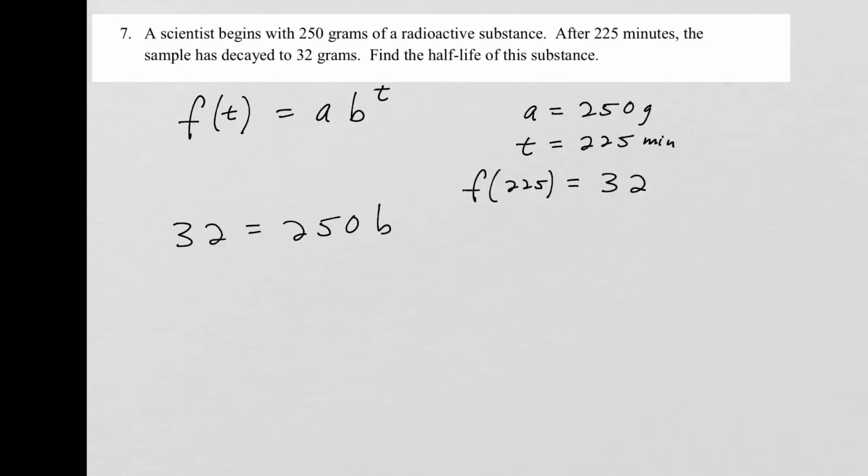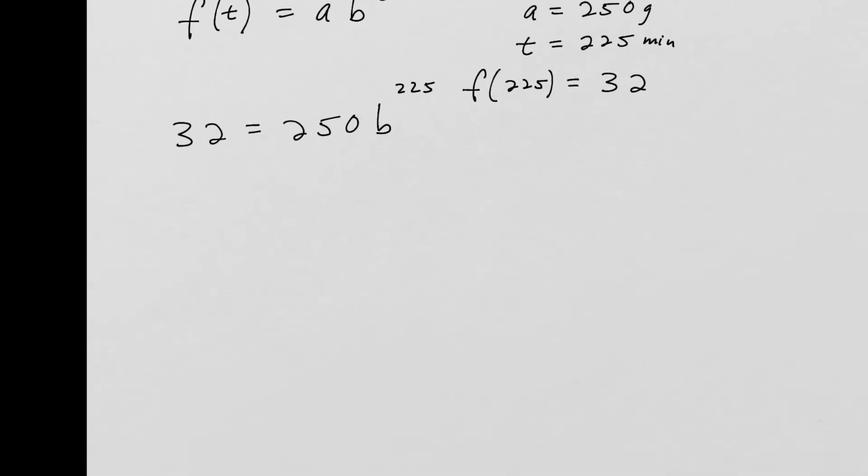And then it's going to be b to the 225. Okay, so let's solve this for b. How do I do that? Well, first, let me isolate the b to the 225th power. Let me isolate that term first. So how do I do that? I need to divide by 250.